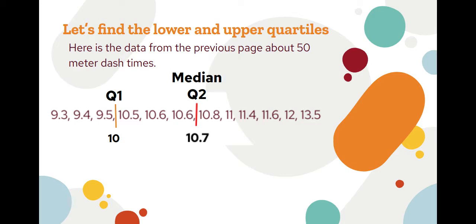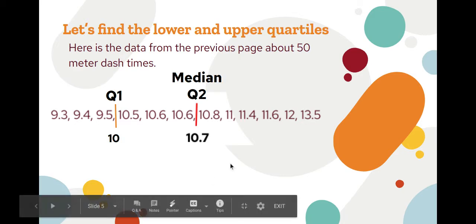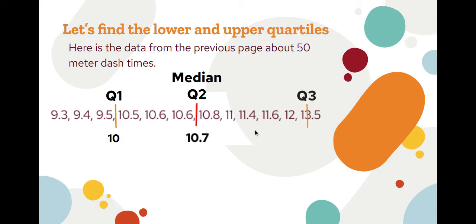And then we want to look for Q3, which is going to split the upper half of the data in half. If we have 6 data values, there's going to be 3 in each. So we're going to have 1, 2, 3, and then our Q3 should be right in between 11 and 4/10 and 11 and 6/10. What number's in between 11 and 4/10 and 11 and 6/10? Hopefully you guessed right, with 11.5 or 11 and 5/10.